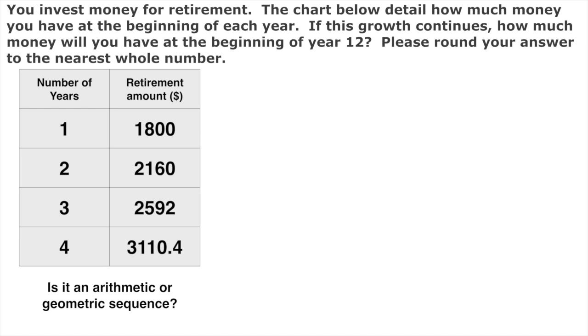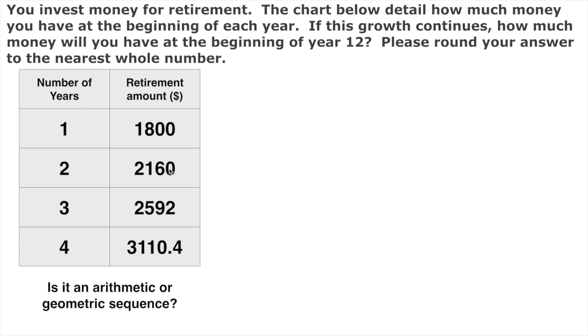So the very first thing that we need to determine is, is this one an arithmetic or geometric sequence? The way that we determine that is we try to find what the difference is between these two. The difference between 1800 and 2160 is 360. So if the difference is 360 between 2 and 3, and 360 between 3 and 4, then I know that this one's an arithmetic sequence because we're adding that same amount every single time. We could be adding or subtracting, it doesn't matter as long as the difference is exactly the same. But the difference between 2 and 3 is actually 432, so we know it's not an arithmetic sequence.